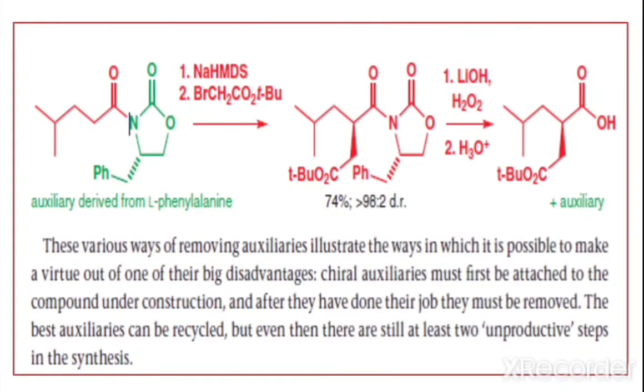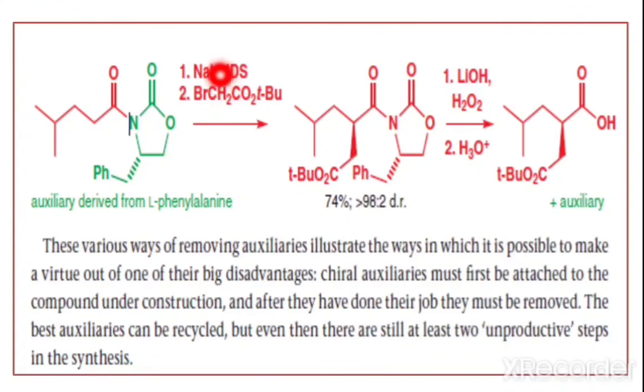Here the chiral auxiliaries are derived from L-phenylalanine. These are various ways of removing the chiral auxiliaries, and it is illustrated in ways in which it is possible to make virtue of one of their big disadvantages. The chiral auxiliary must first be attached to the compound under construction, and after they have done their job they must be removed. That means after completion of this reaction they can be easily removed, and the best chiral auxiliary can be recycled. But even then there are still at least two unproductive steps in the synthesis.